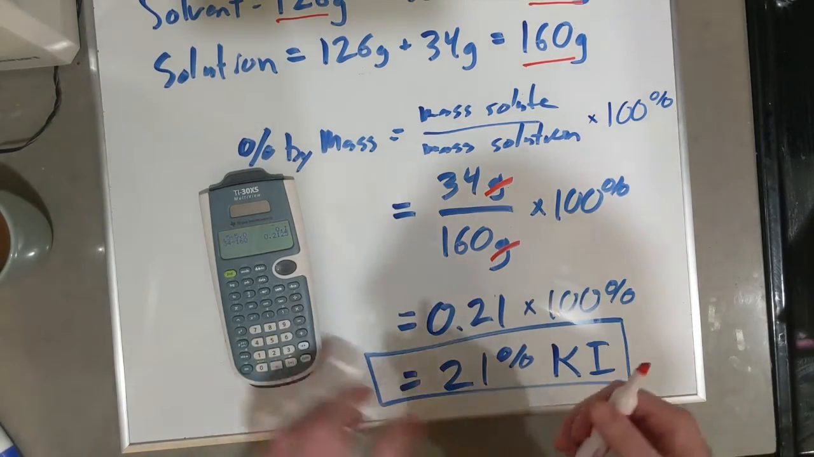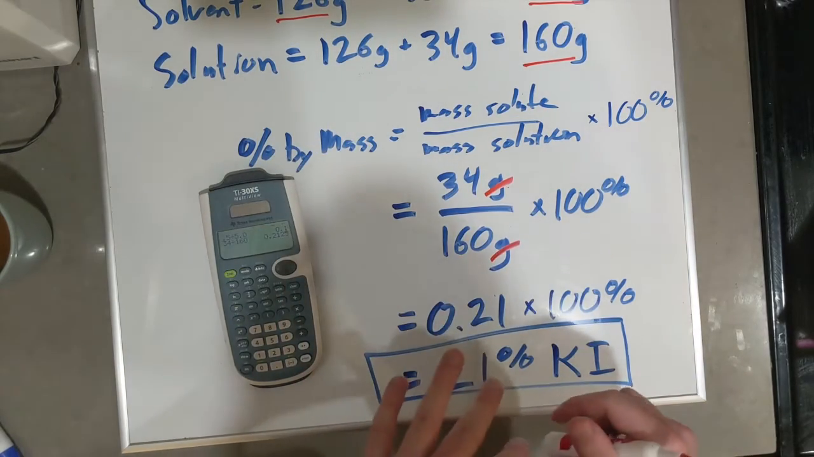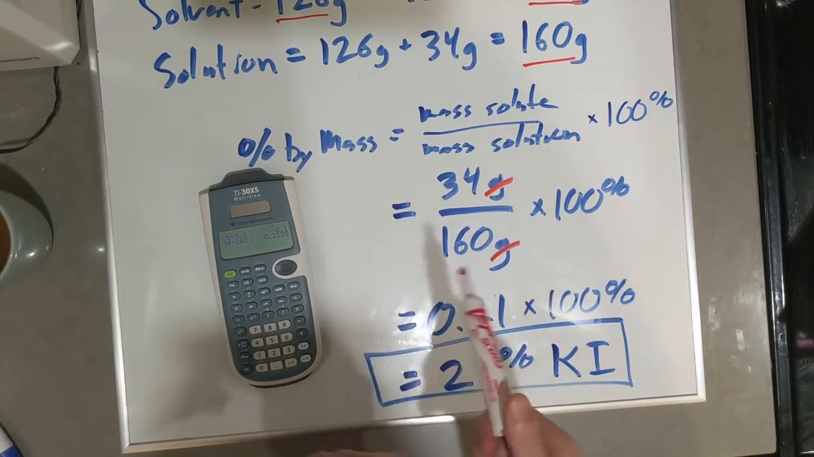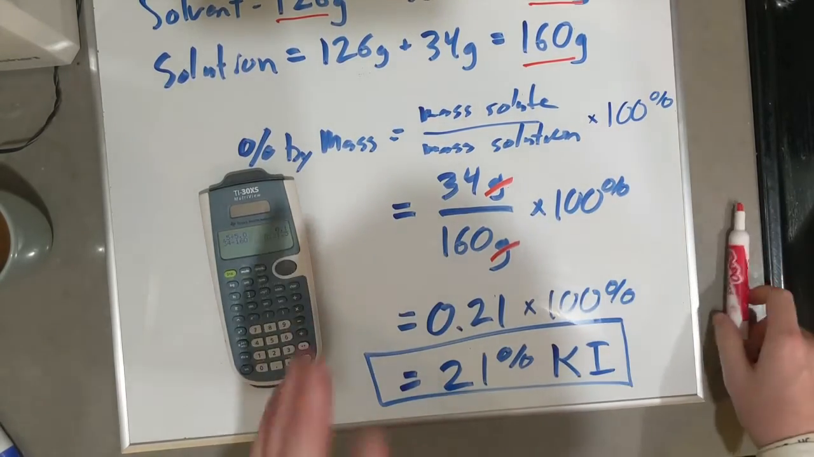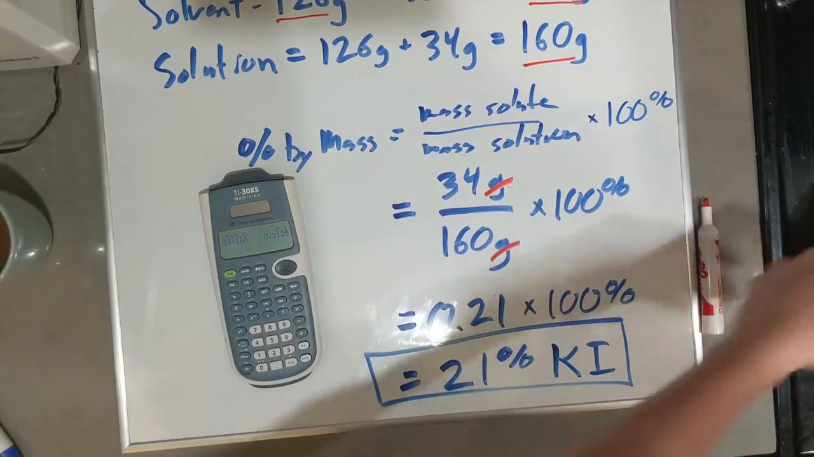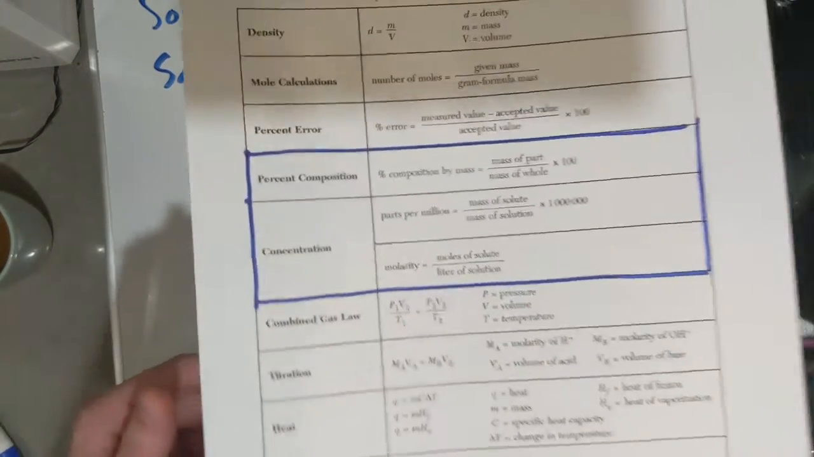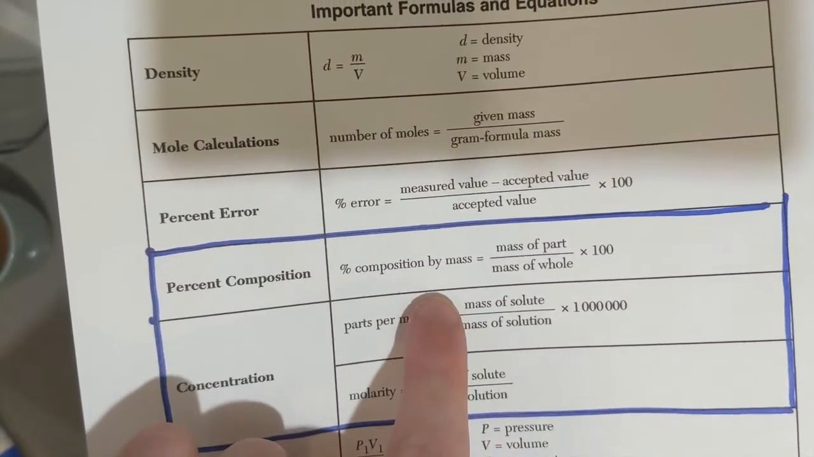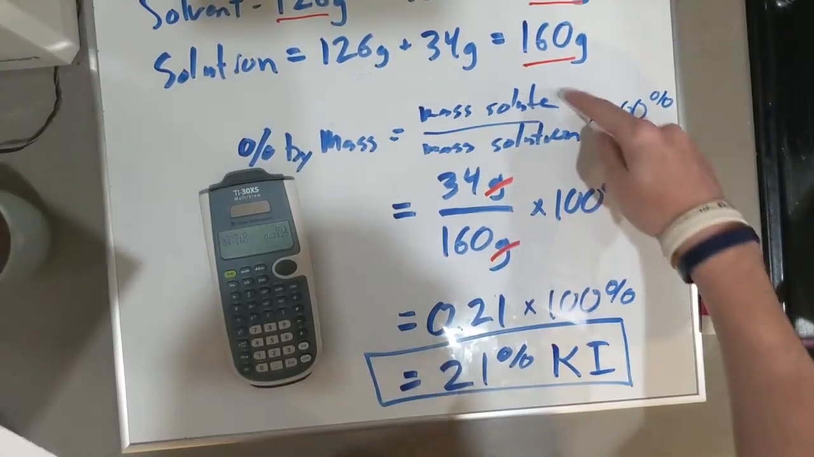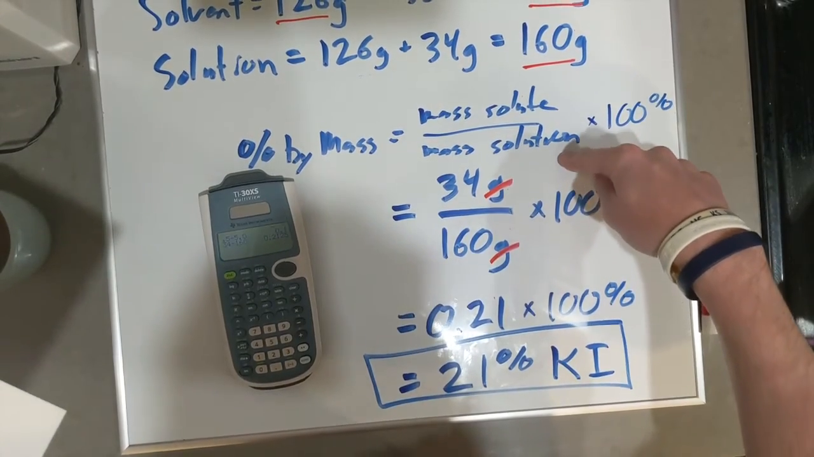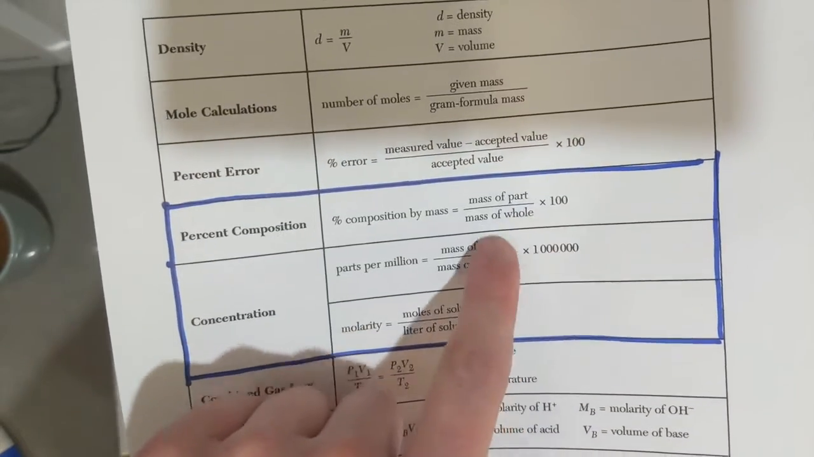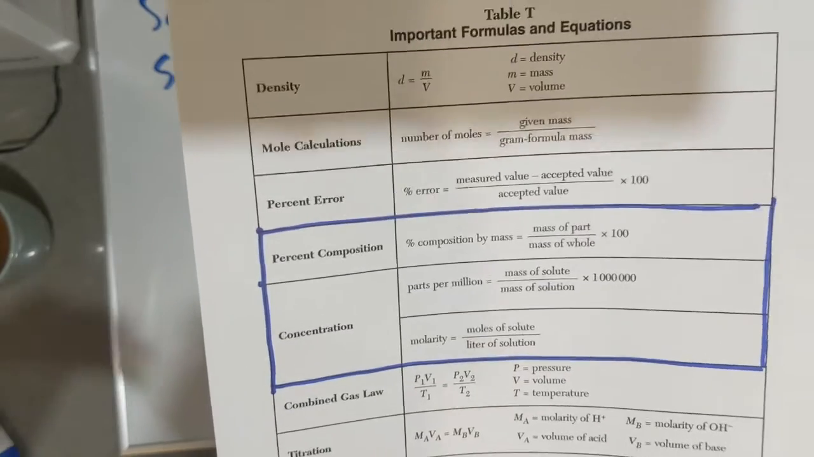Now, lastly, we did this in percent by mass, but there's another method called parts per million, which is very similar to percent by mass, but a little bit different. If you look at the equation, parts per million is the mass of the solute over the mass of the solution, but instead of being times 100%, it's times a million. So we want parts per million.